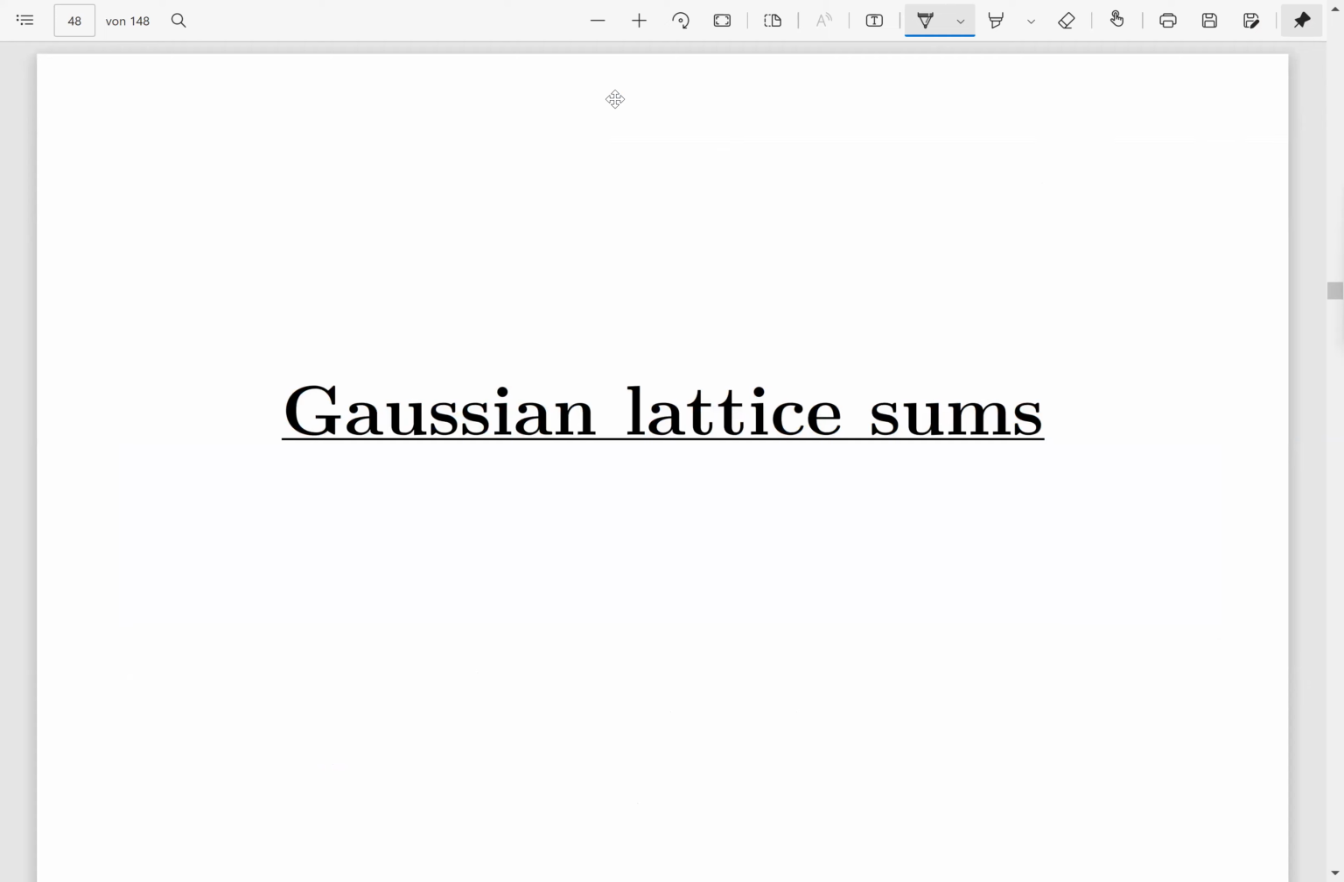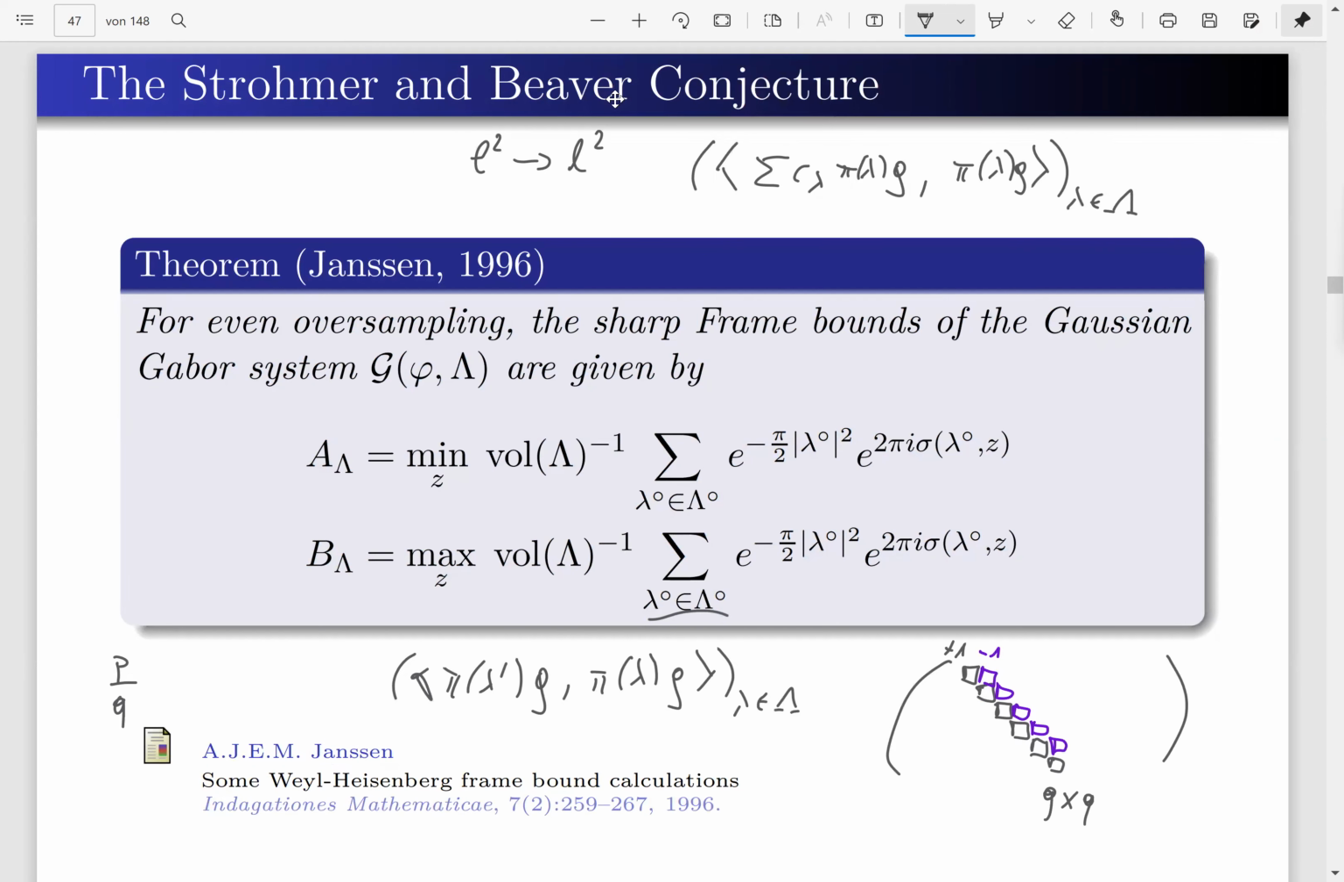Markus, could you shortly comment on what sigma is in the exponent? Oh, sorry. Yeah, of course.